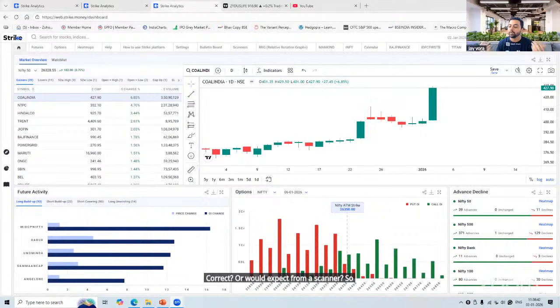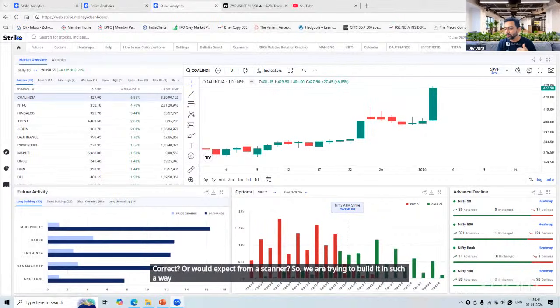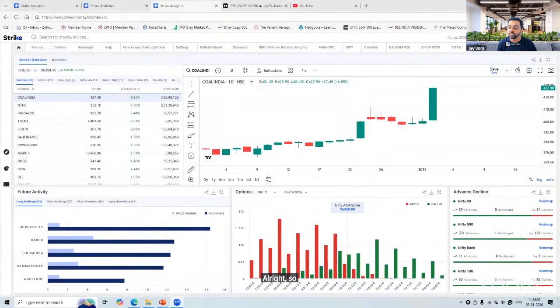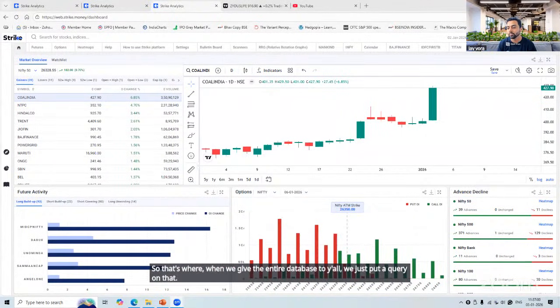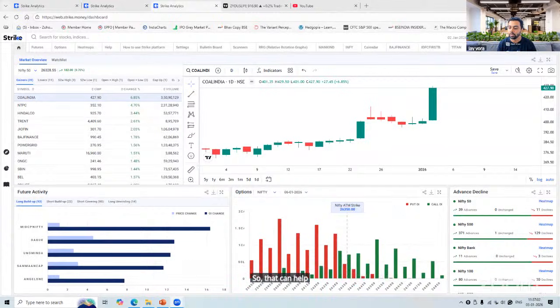We are trying to build it in such a way that, like the previous gentleman told, I wouldn't have imagined that people would look at valuation along with rollover. So there are a lot of things beyond our imagination. When we give the entire database to you all, you just put a query on that, and that can help you find stocks with those multi-combo scanners.